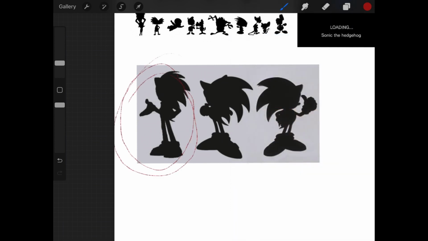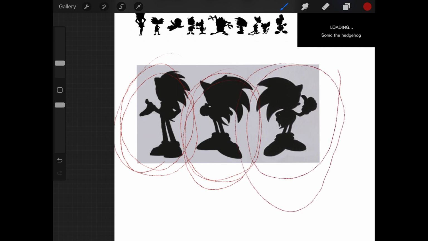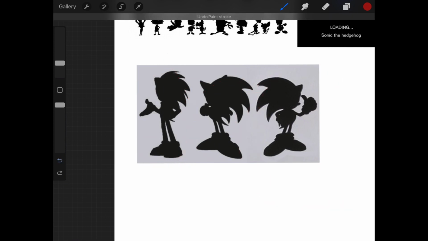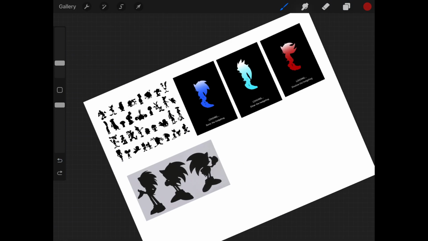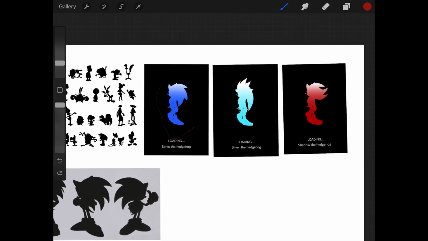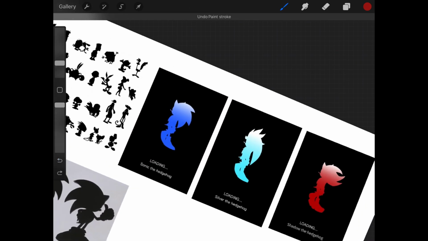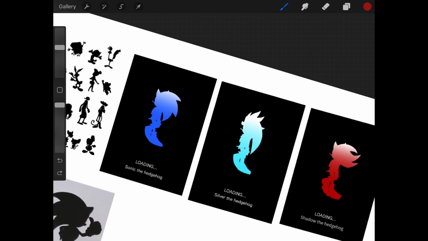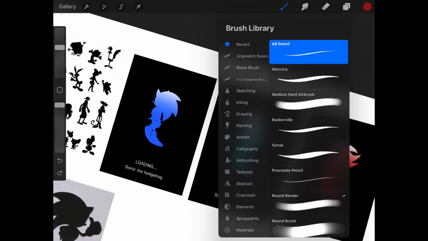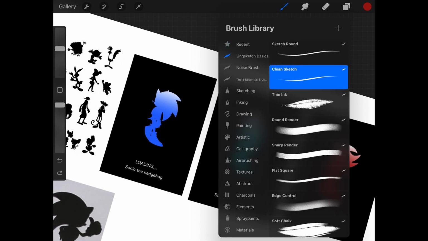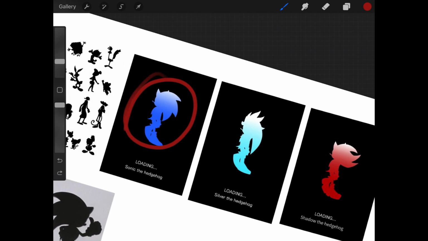This Sonic right here is from Sonic Boom. This one is technically from Sonic Adventure, and this one is from Sonic X. Three different Sonics, but you can all tell who they are. This one is basically the same thing. It's Sonic, but you can tell. And for other people who may not know who these characters are, you can still get the gist of what the character is trying to be.